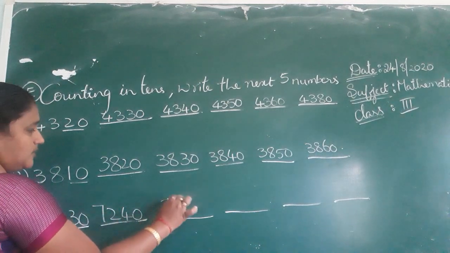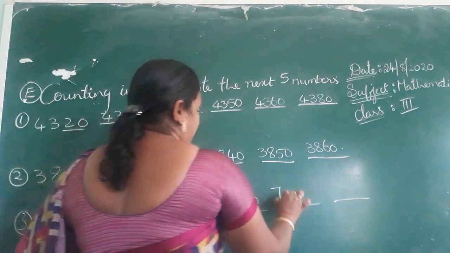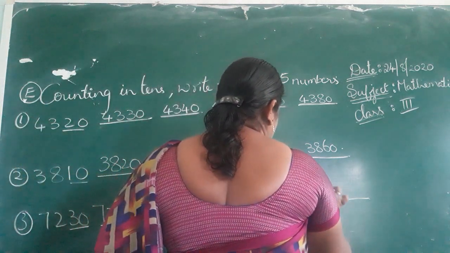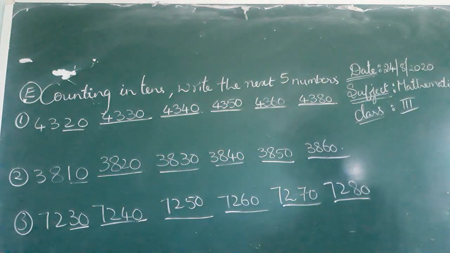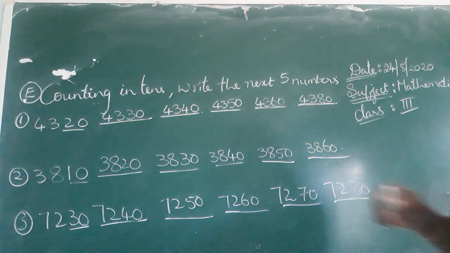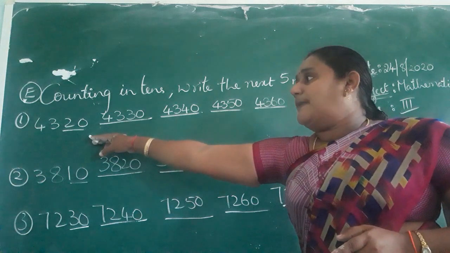7240, 7250, 7260, 7270, 7280. Like that you will write. Okay, children. Next 5 numbers they asked you to write. So like that you can write. How will you add? Counting in tens means how will you add? You have to add the number which is at the tens place and ones place.